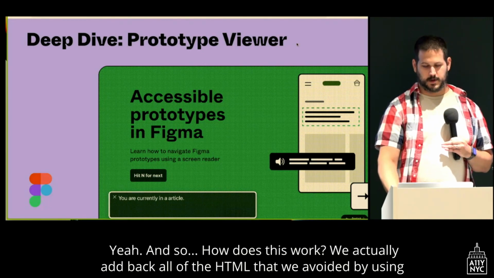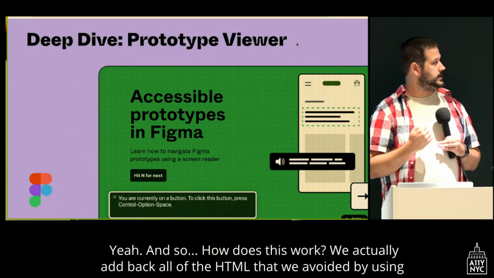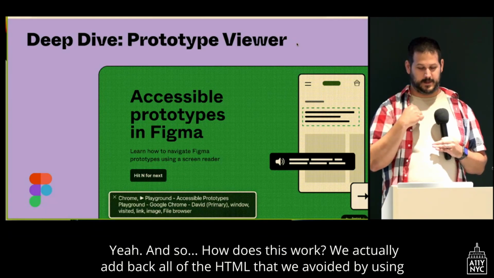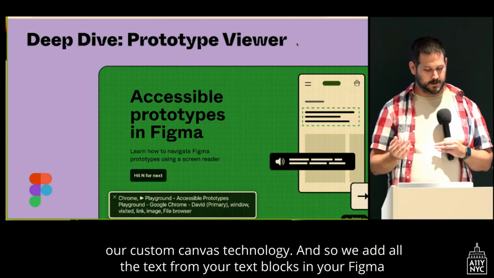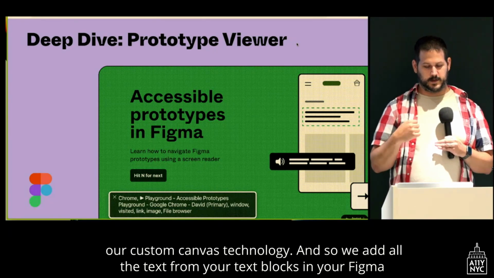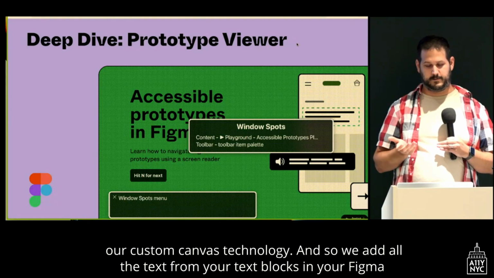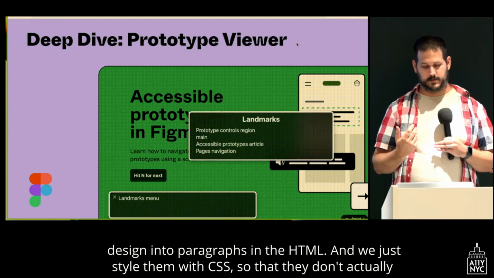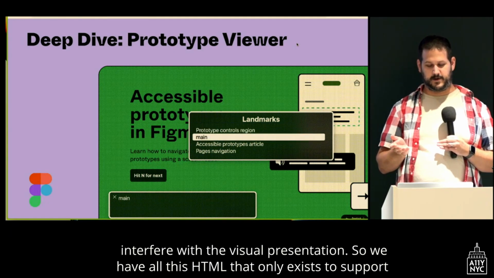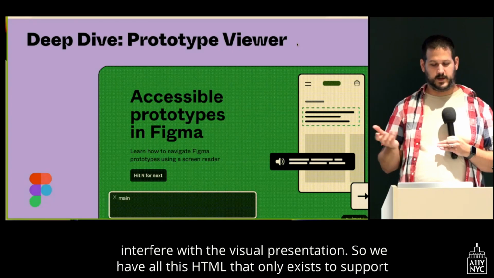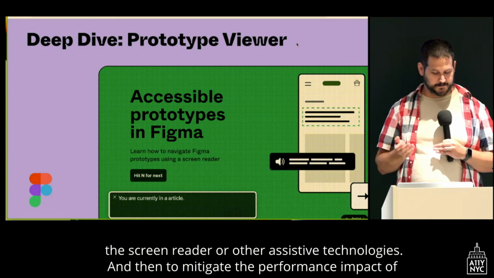Yeah, and so how does this work? We actually add back all of the HTML that we avoided by using our custom canvas technology, and so we add all the text from your text blocks in your Figma design into paragraphs in the HTML. And we just style them with CSS so that they don't actually interfere with the visual presentation. So we have all this HTML that only exists to support the screen reader or other assistive technologies.